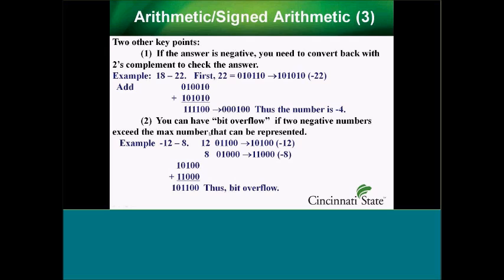And then you can get bit overflow with two large negative numbers, like negative 12 minus 8. You're going to get bit overflow because it's a large negative number and it's larger than the bits you've specified. I tell them this is a problem in computers. Bit overflow is an error that's given in computer systems.